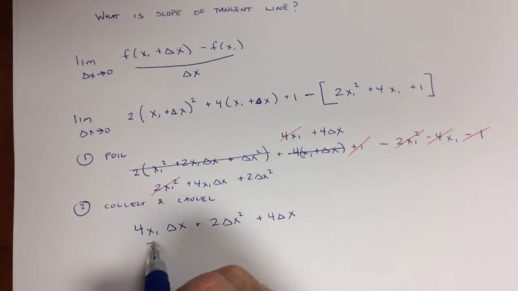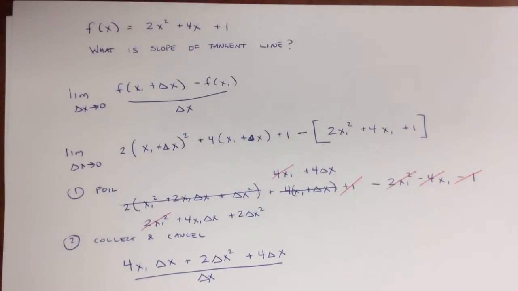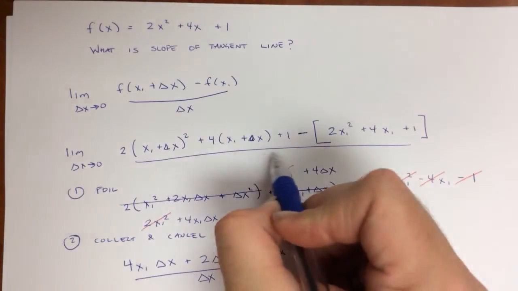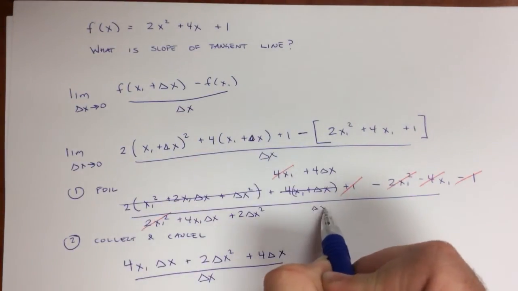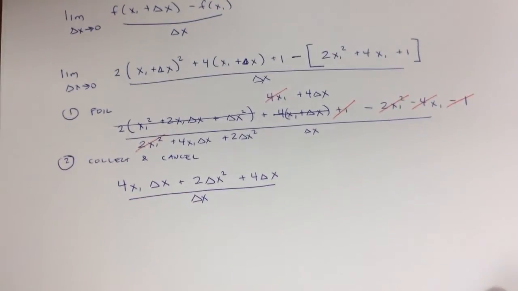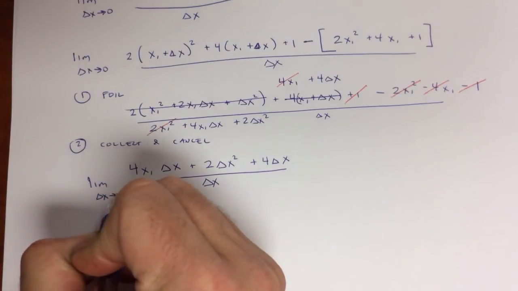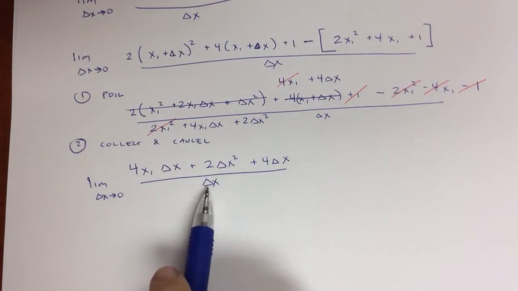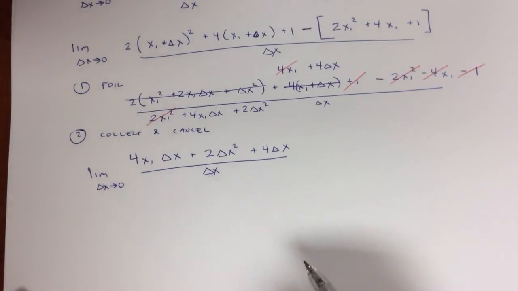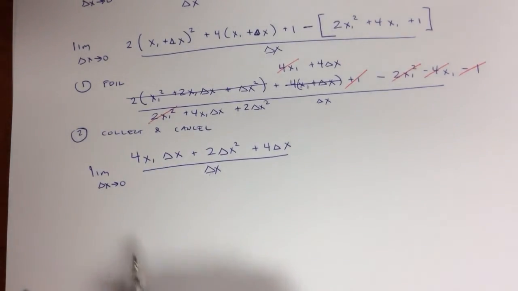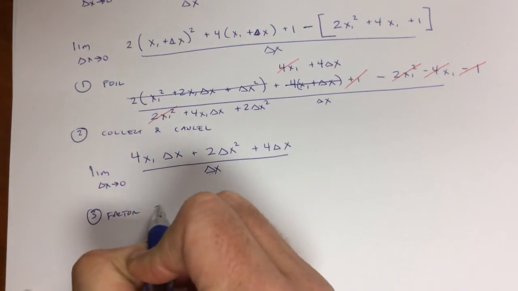Now one thing I forgot to do that is hopefully apparent all the way through is this is all over delta x. So I'll go back here and remind ourselves that this is over delta x and make sure that this as well is over delta x. Okay, and again we're taking the limit as delta x goes to 0. But I can't plug in 0 yet because delta x is still in the denominator. So now step 3 is factor and cancel.